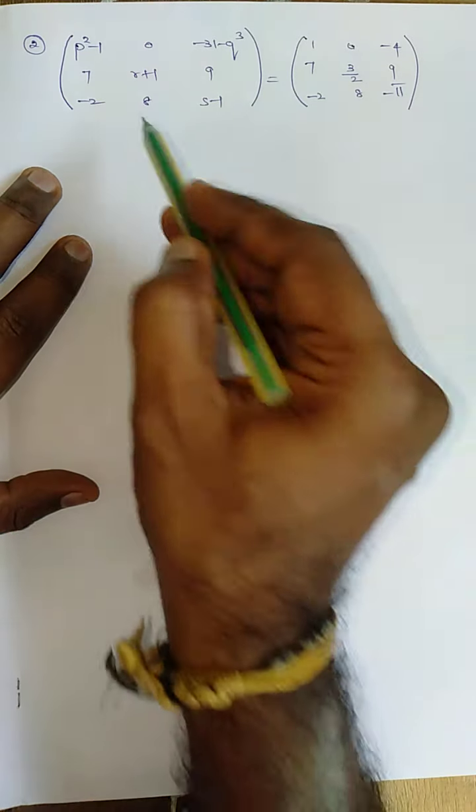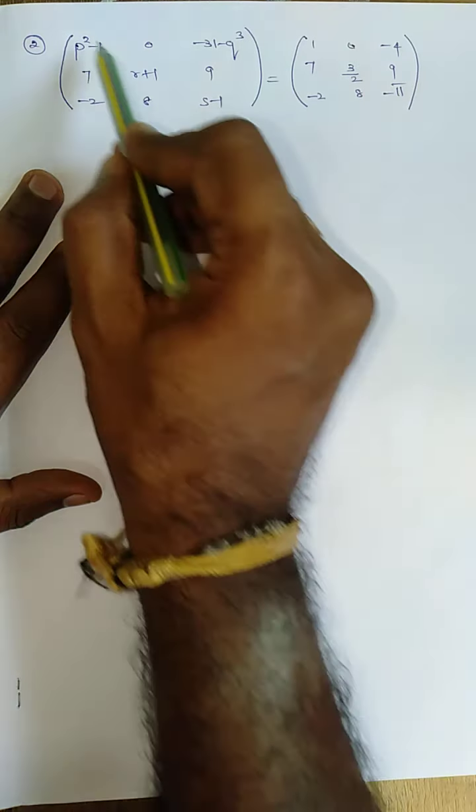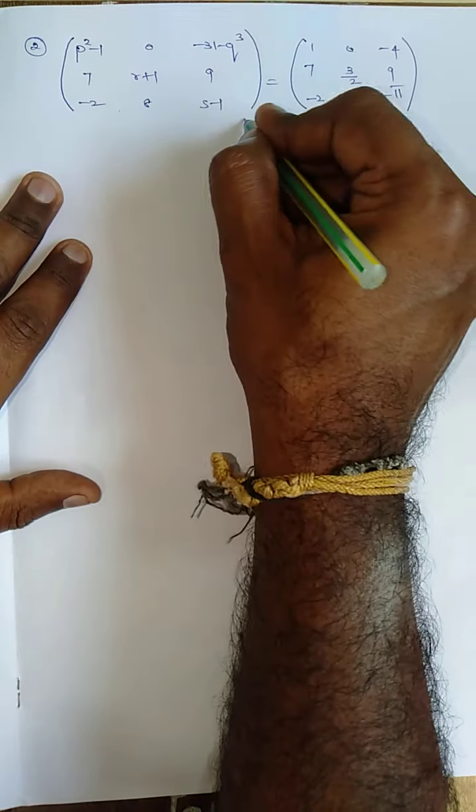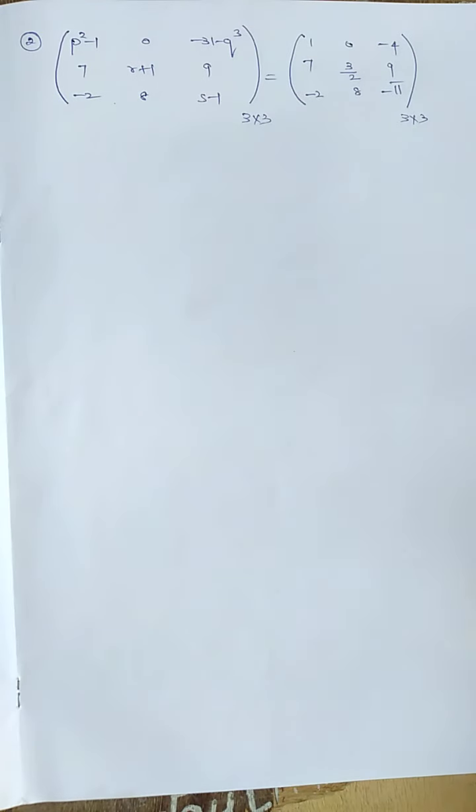Second sum, they have given two matrices, and they have given an equality. This is called an equality of matrices. How many rows are present here? 3 rows. How many columns? 3 columns. 3 rows and 3 columns on the right hand side and the left hand side.